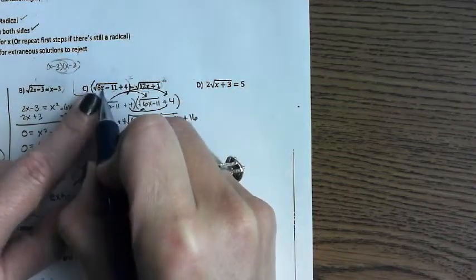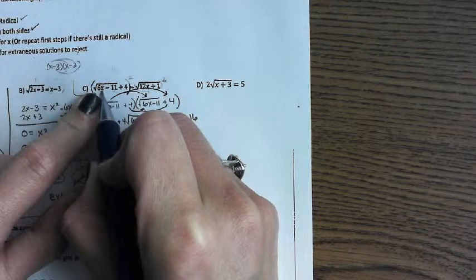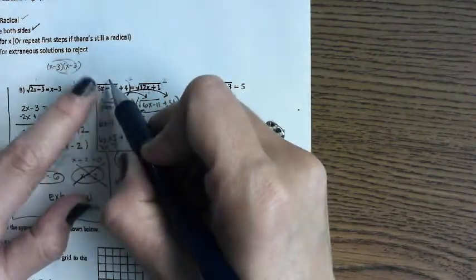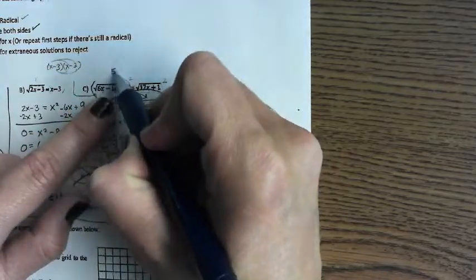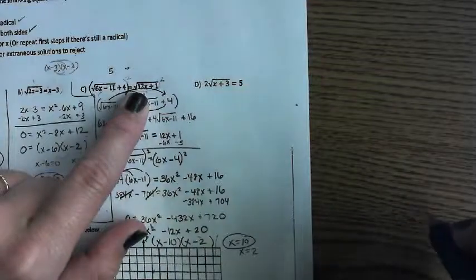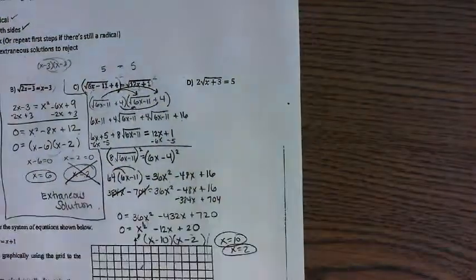Let's check 2. 6 times 2 is 12. 12 minus 11 is 1. Square root of 1 is 1. 1 plus 4 is 5. On the right-hand side, 12 times 2 is 24. 24 plus 1 is 25, square root of 25 is 5. Life is good. They both work.